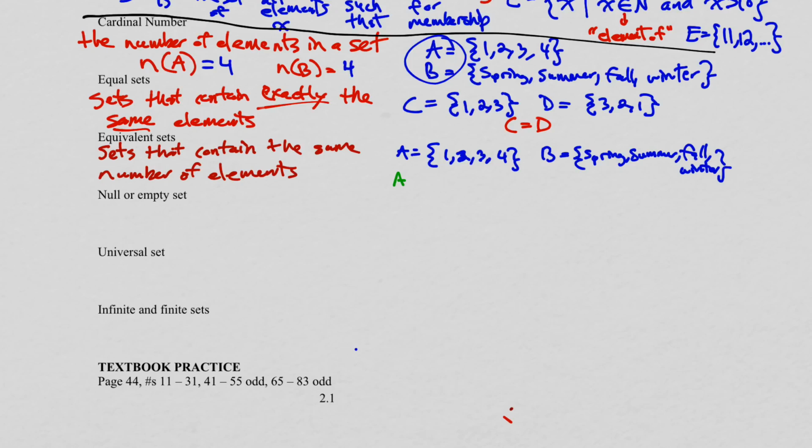So A and B are equivalents. But C and D that we looked at previously would be both. So this is equivalent only, and this are both equal because they both have the same elements, 1, 2, 3, and they're also equivalent because they both have 3 elements, same number of elements.